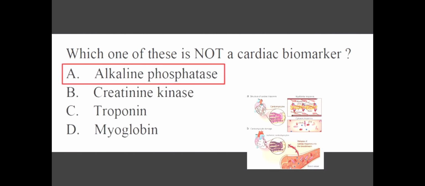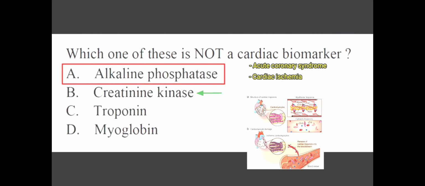Alkaline phosphatase. Cardiac biomarkers are substances that are released into the blood when the heart is damaged or stressed. Measurements of these biomarkers are used to help diagnose acute coronary syndrome and cardiac ischemia, conditions associated with insufficient blood flow to the heart. Cardiac biomarkers which can be used to diagnose a heart attack are cardiac troponin, creatinine kinase, CKMB, and myoglobin.